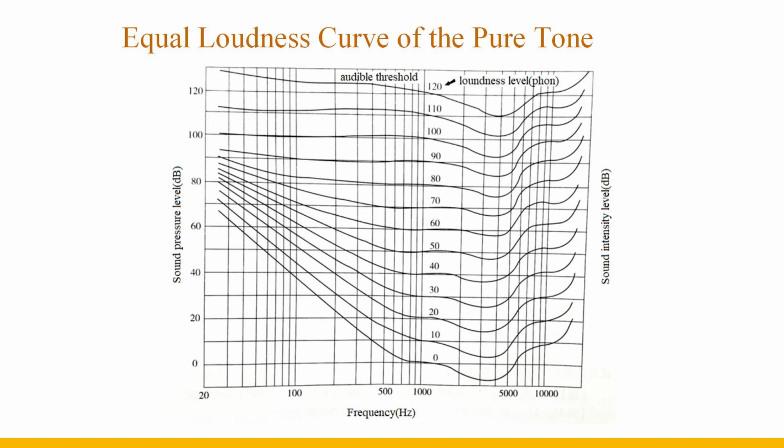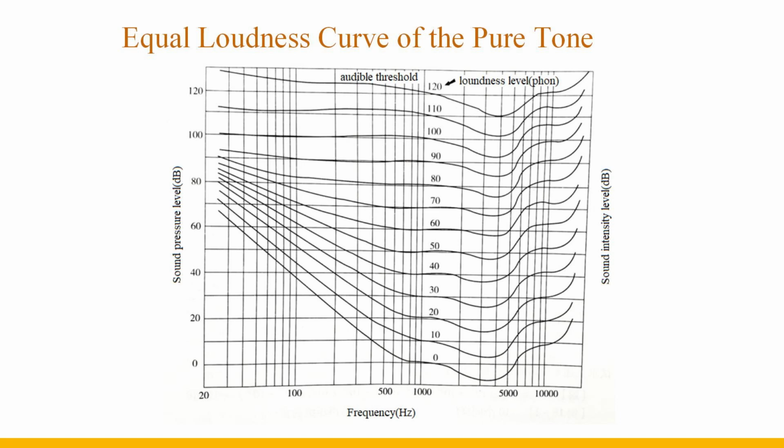Points on the same pure tone equal loudness curve have equal loudness levels. For example, the loudness level of a 1000 Hz pure tone with a sound pressure level of 50 dB and a 50 Hz pure tone with a sound pressure level of 72 dB is 50 Fang, with sounds the same.